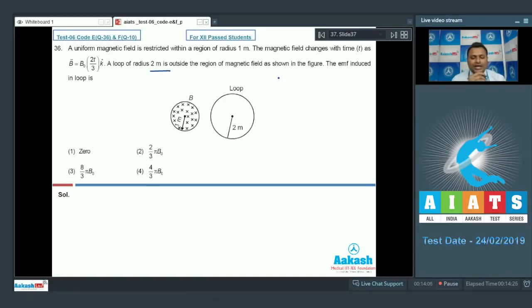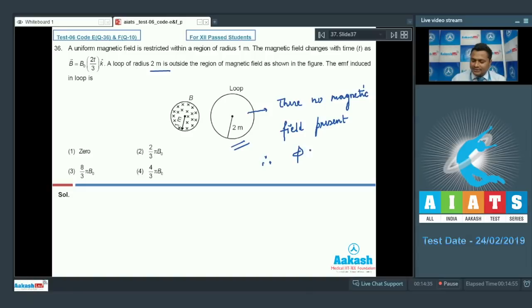Now first of all, the magnetic field B is not in the region of the given loop. It is confined to the region of a sphere of radius 1 meter. So in this loop there is no magnetic field present.